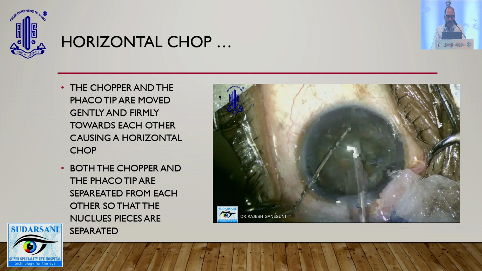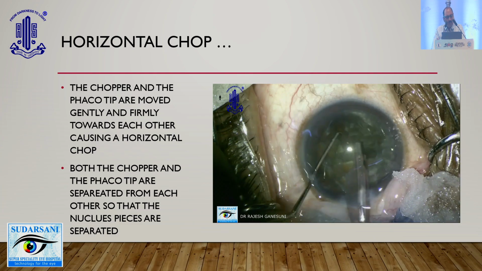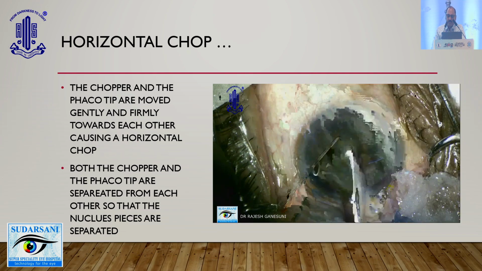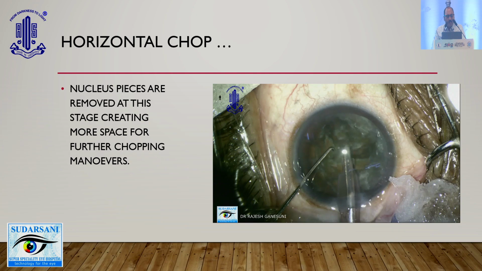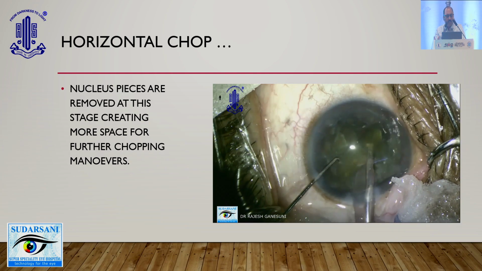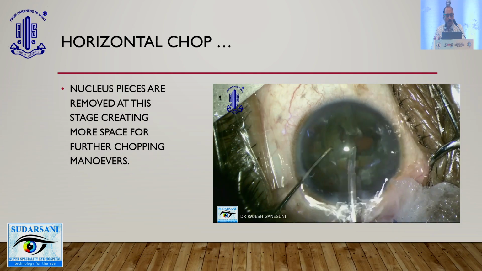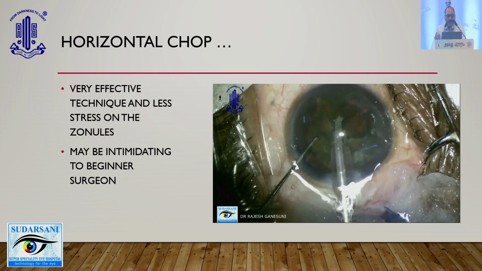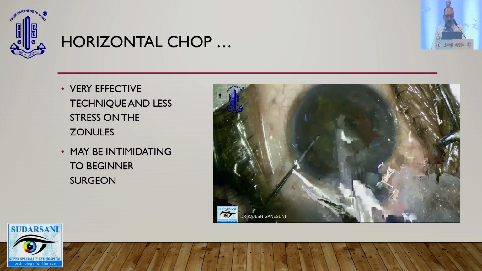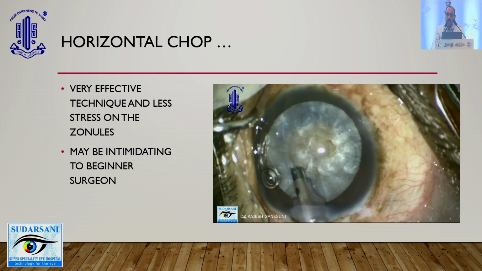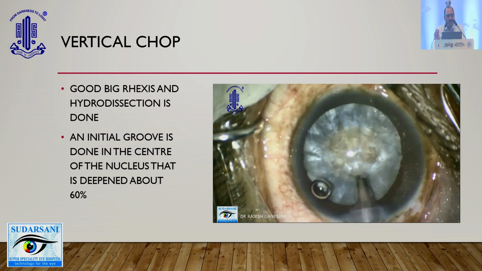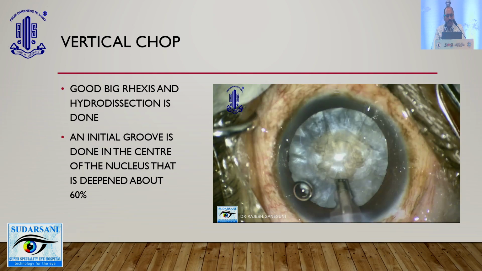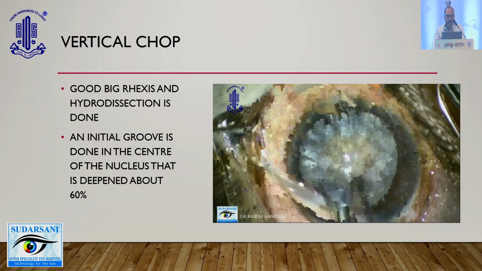Both the chopper and the phaco tip are separated from each other so that the nucleus pieces are separated, as you can see here. Once these pieces are separated, these can be removed at this stage, or you can create more for creating more space for further chopping maneuvers. Horizontal chop is a very effective technique with less stress on the zonules, but it may be very intimidating to the beginning surgeon. Vertical chop, of course, we need a very good big rhexis and a good hydrodissection.